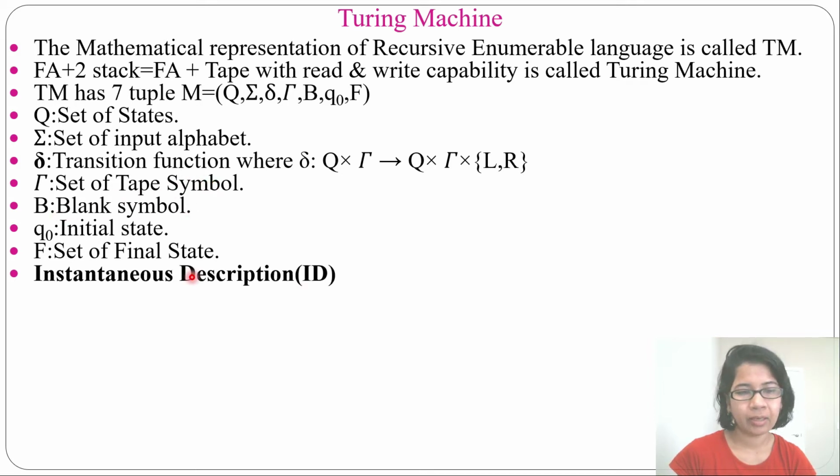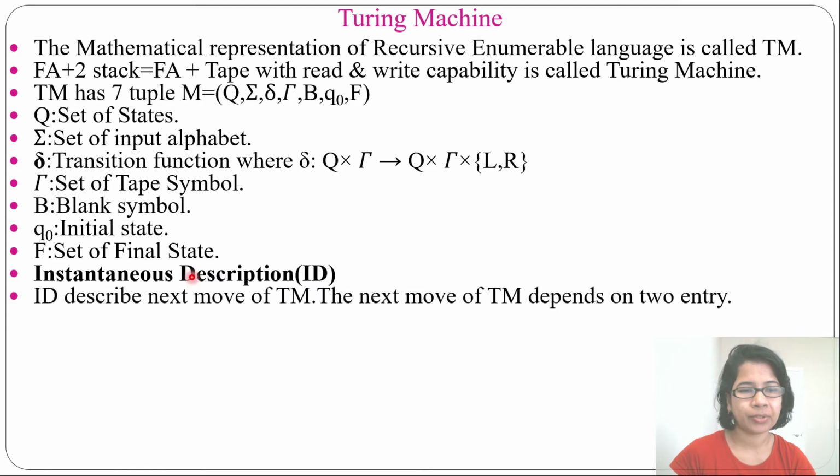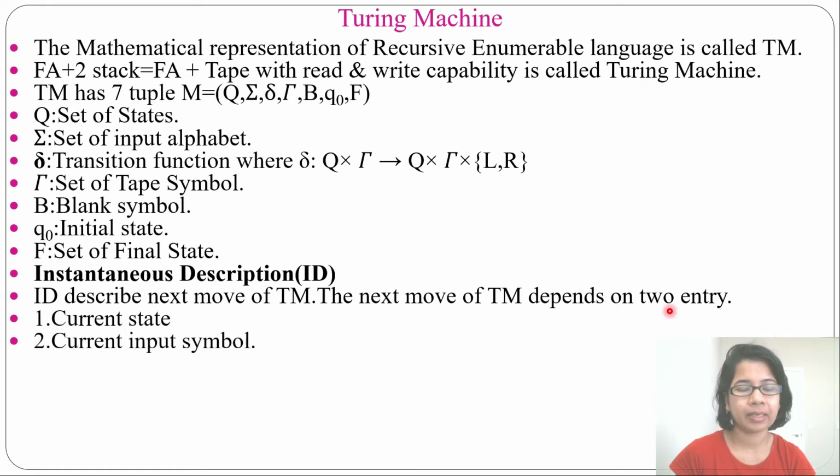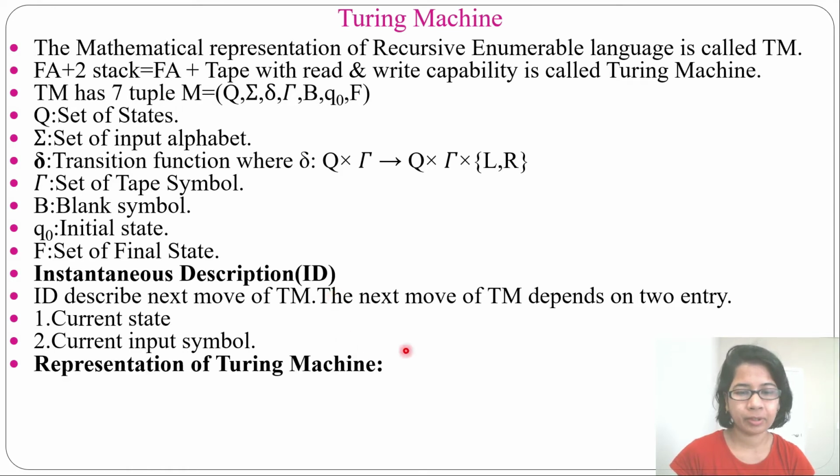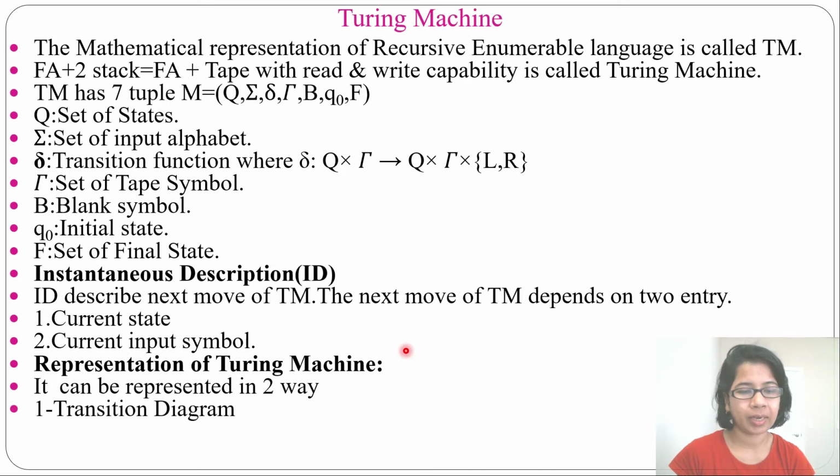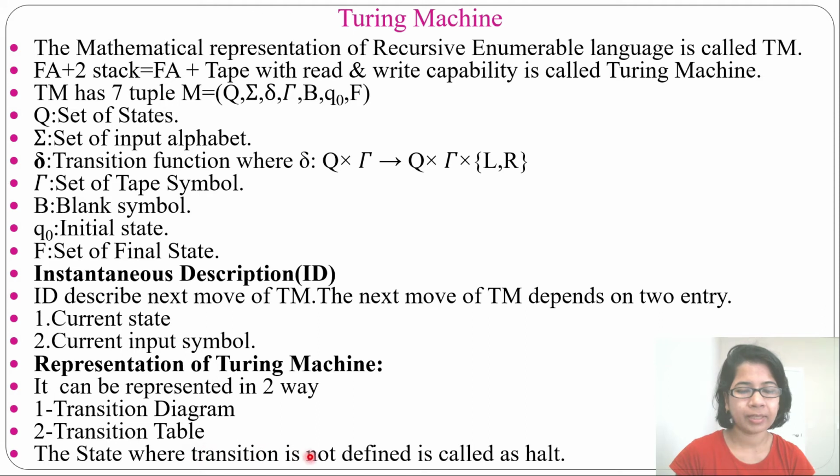Next is ID, or you can say instantaneous description. ID describes next move of Turing machine. The next move of Turing machine depends on two entries. One is current state, second is current input symbol. So whatever the current state and current input symbol, according to that it will move. Next, representation of Turing machine. Turing machine can be represented in two ways. One is transition diagram, another is transition table. The state where transition is not defined is called a halt.